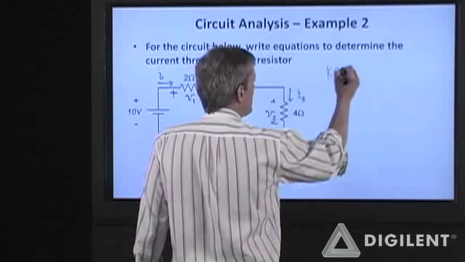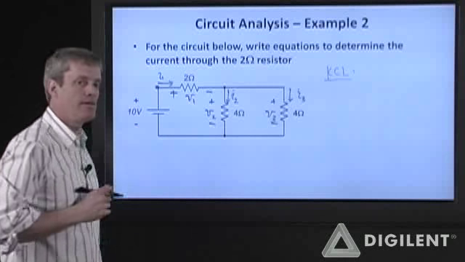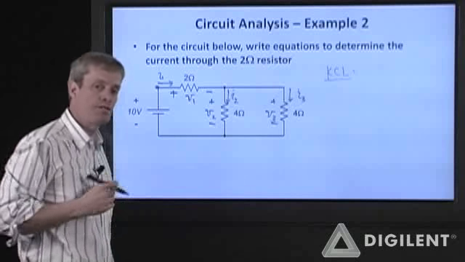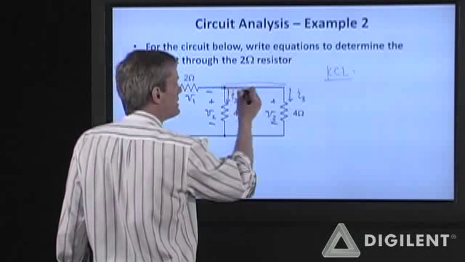Let's apply KCL. As I said before, KCL applied here is not going to help me much because it will introduce another unknown, which is the current through the voltage source. So let's do KCL at this node.